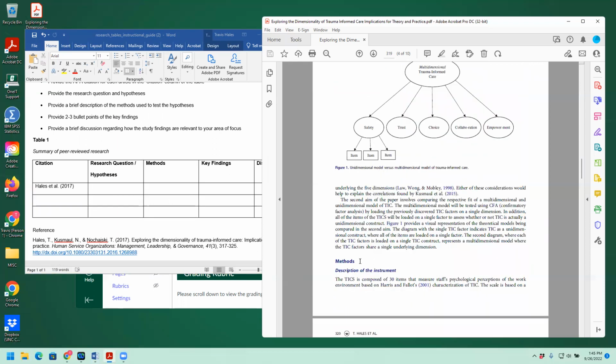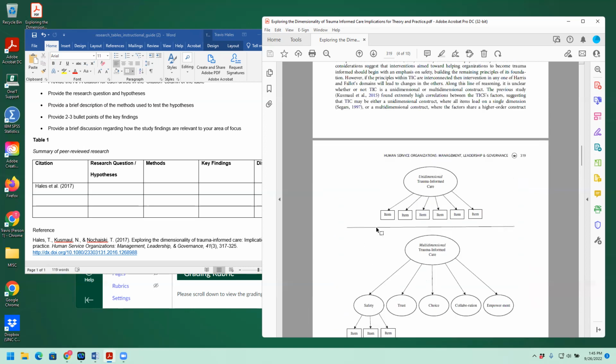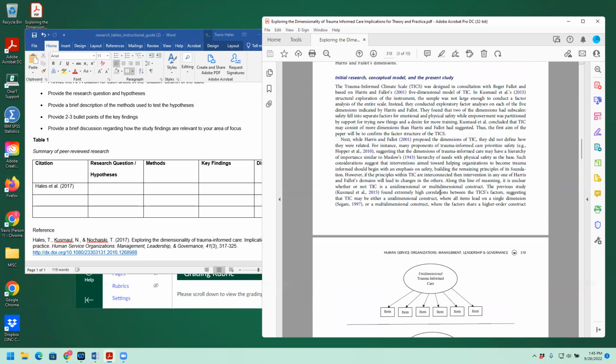And then look in the previous section. And here we see this last paragraph in the introduction and lit review begins with the second aim of the paper. So there might not always be hypotheses or research questions. Some papers have aims instead. So what we want to do is find the first aim. And you could do Control F and search.